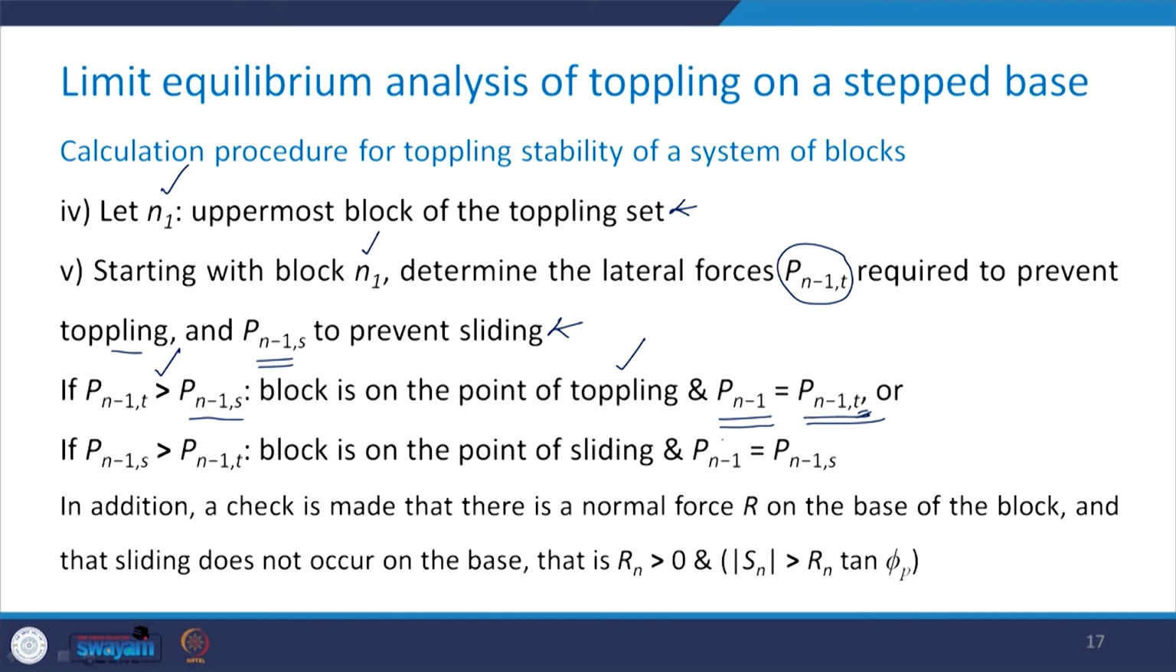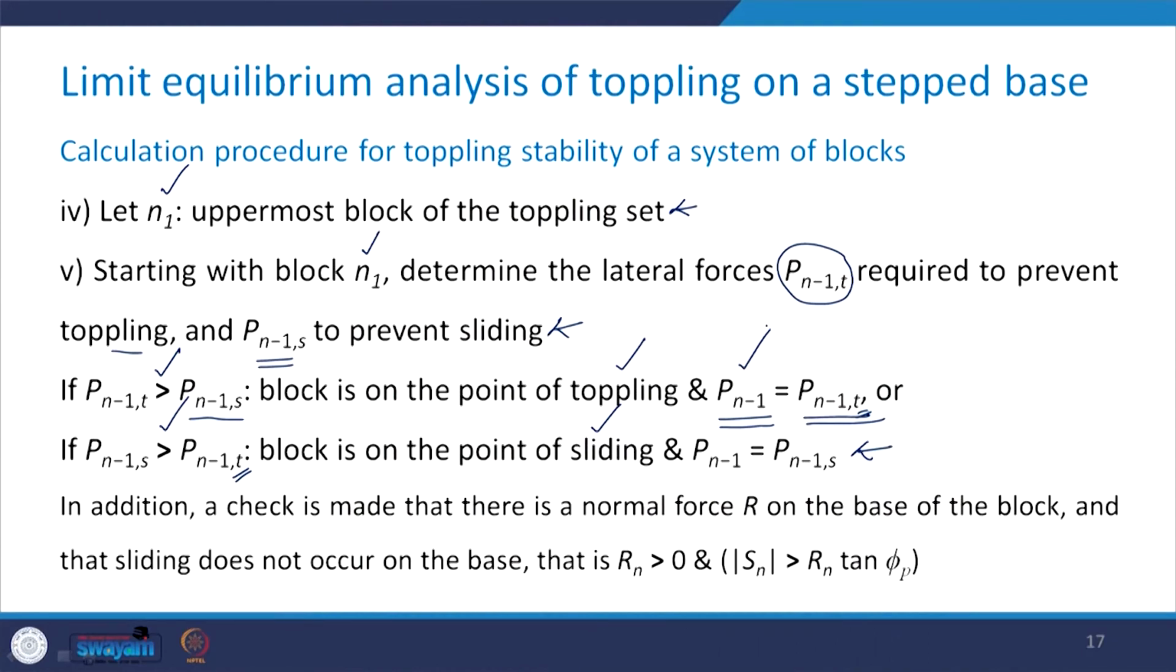And in another case, if Pn minus 1 comma s is more than the toppling value of Pn minus 1, that means the block is on the point of sliding, and your Pn minus 1 will become equal to Pn minus 1 comma s. So, this is how for every block starting from the top, we are going to decide whether it is going to topple or slide, and then what is going to be the value of this Pn minus 1 depending upon whether the block is toppling or whether the block is sliding.